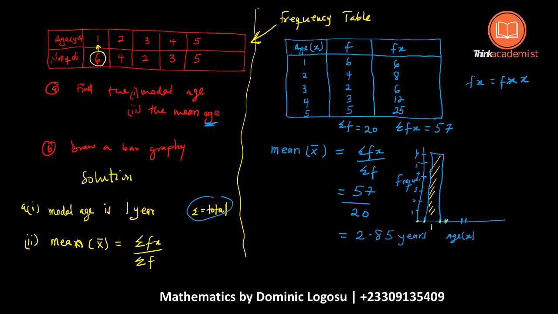Having that, we would have age 2. For age 2, the frequency is 4. So where is 4? 4 is somewhere here.